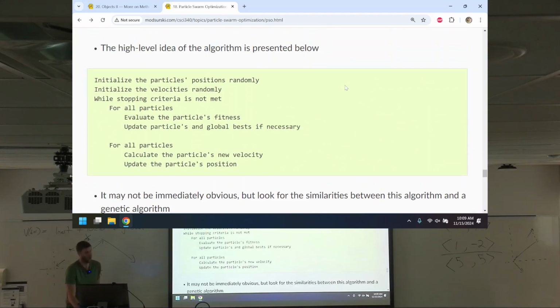So the algorithm. Well, here's the whole algorithm. It's remarkably simple. Initialize the particles' positions randomly. Initialize the velocities randomly. While the stopping criteria is not met. What's the stopping criteria? Whatever you want it to be: number of iterations, finding a good enough solution. It's the same thing as a GA. While the stopping criteria is not met, for our particles, evaluate the particle's fitness. Update the particle's global best if necessary. Basically, did I find a new best location for anybody? And then for all particles, calculate the particle's new velocity and update the particle's position. That's all. That's it. If you're like, that's too simple, it really is.